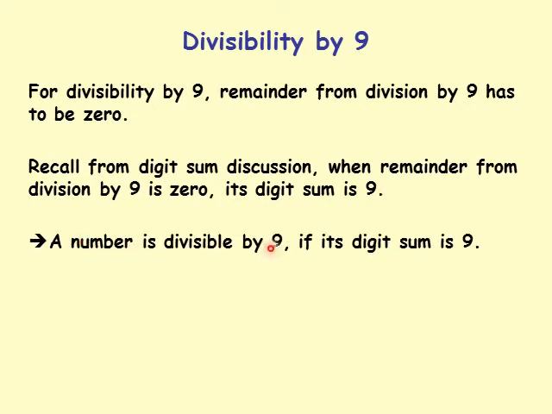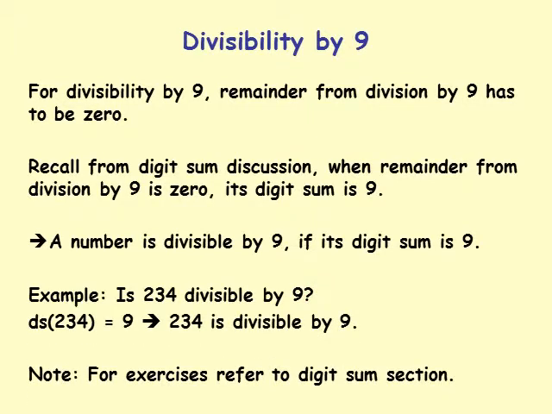A number is divisible by 9 if its digit sum is 9. So from this discussion here, we know that a number is divisible by 9 if its digit sum is 9. Let's continue. Let's look at an example here. Is 234 divisible by 9? Let's continue here. When we take away all the 9s we can from 234, it's the same thing as dividing 234 by 9, discarding the quotient and keeping the remainder. And that remainder is also given by the digit sum of the number 234.